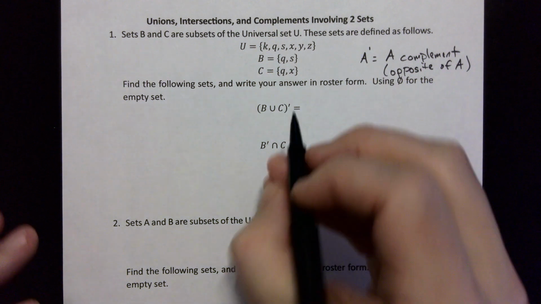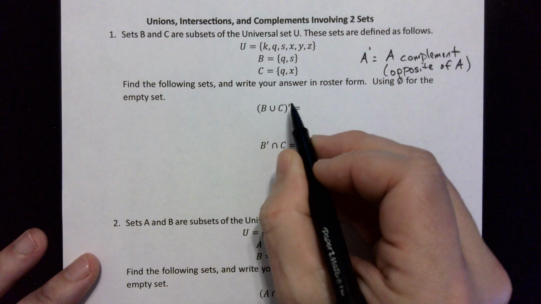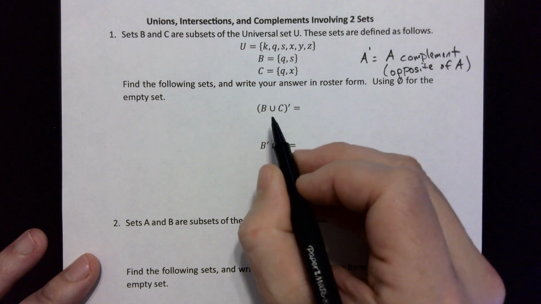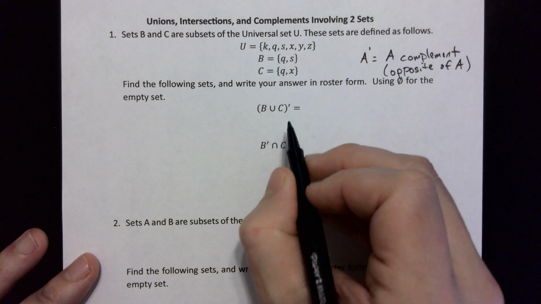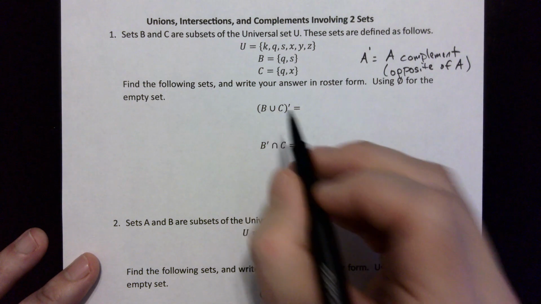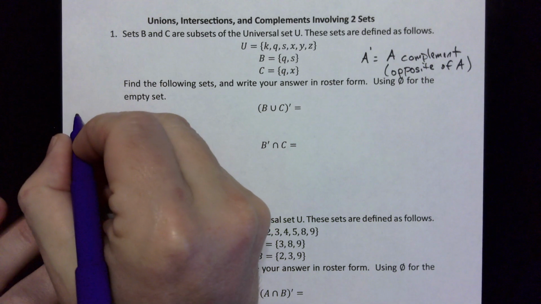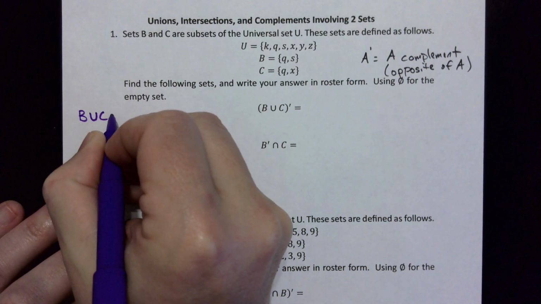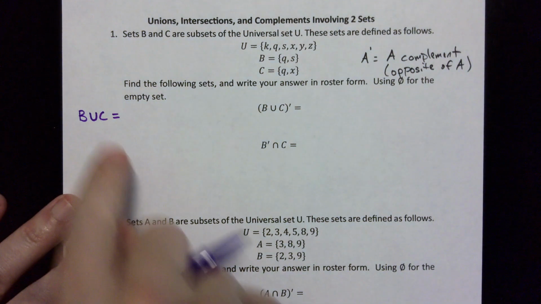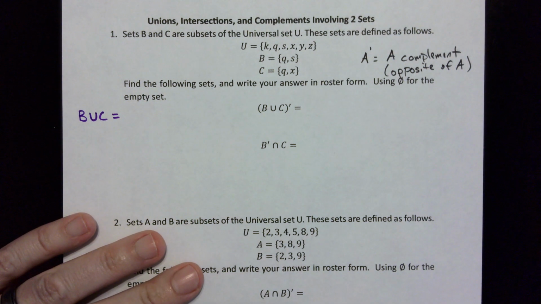Looking at this, it says find B union C, but then it has parentheses and this complement. So what we need to do is first find B union C, and then find everything that's not in B union C. I'm going to go over here to the side and figure out what B union C is. That's not a U, that's supposed to be a union. So, B union C.